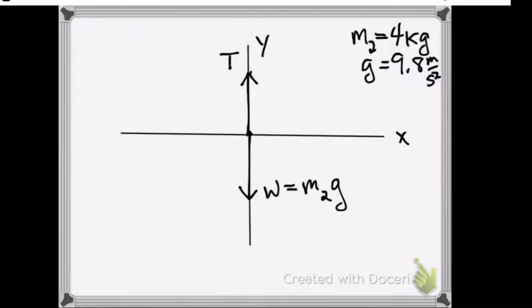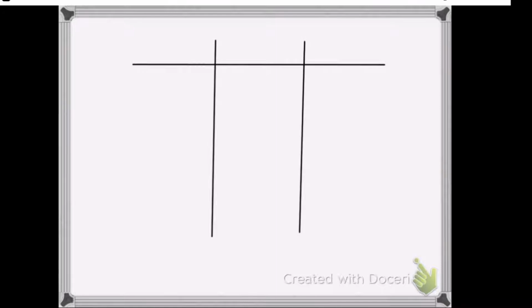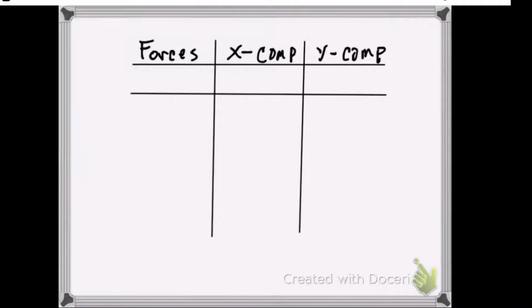And so once again we're going to make a chart, right? Every time we do a free body diagram, we also do a chart. So let's draw our chart. Our chart will have 3 columns. The first column will be forces. The second column will be the x component. And the third column will be the y component. So we will have one row for the tension force, and another row for the weight force, and then we're going to have our total at the bottom.